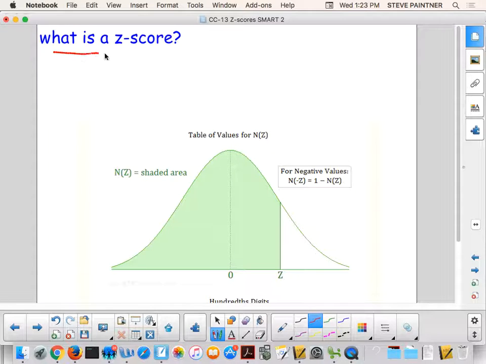What's a z-score? That's what you want to know, and that is your answer on the quiz. It's not a test.